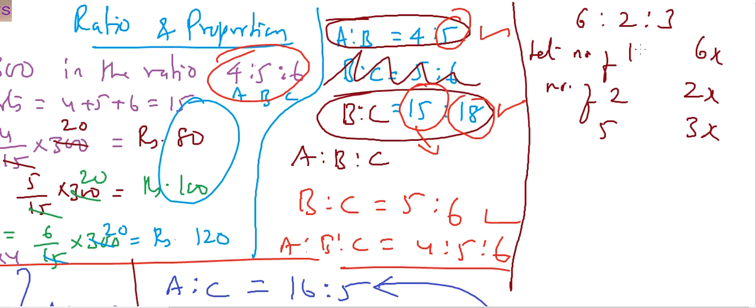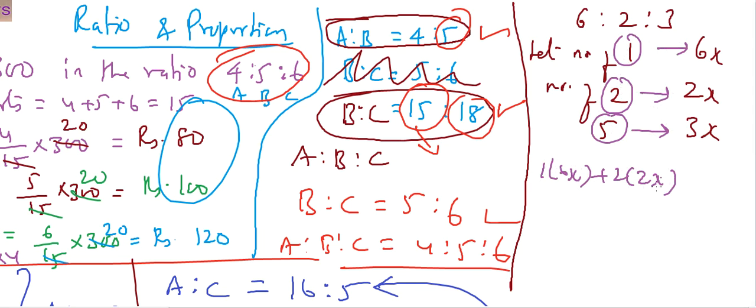See, 1 rupee coins are 6x, 2 rupee coins are 2x, and 5 rupee coins are 3x. So the value of 1 rupee coins is 1 into 6x. The value of 2 rupee coins is 2 into 2x. The value of 5 rupee coins is 5 into 3x. Okay, but we know the total is 50 rupees.